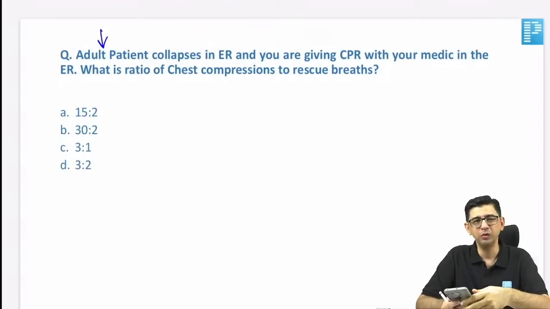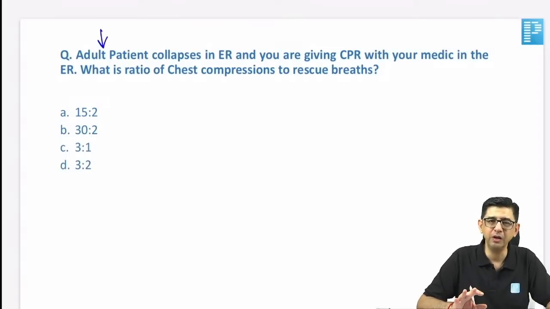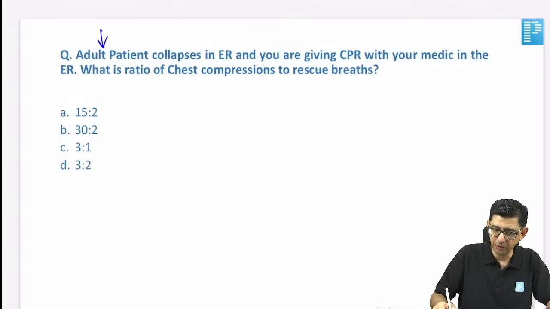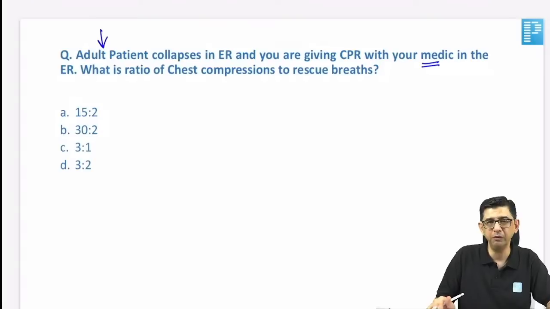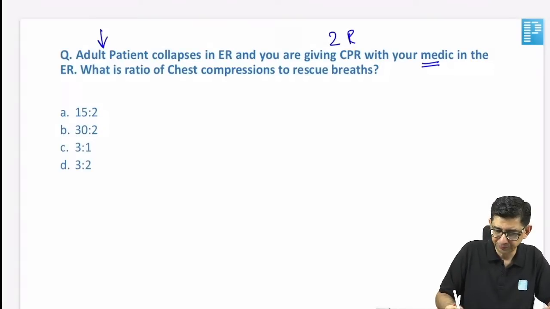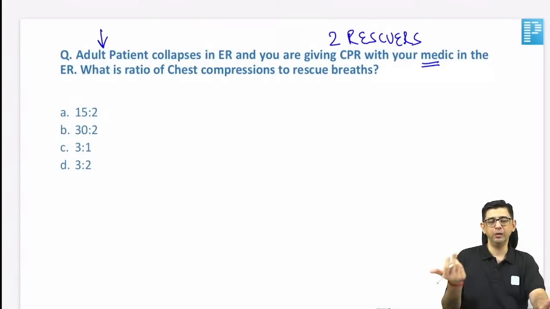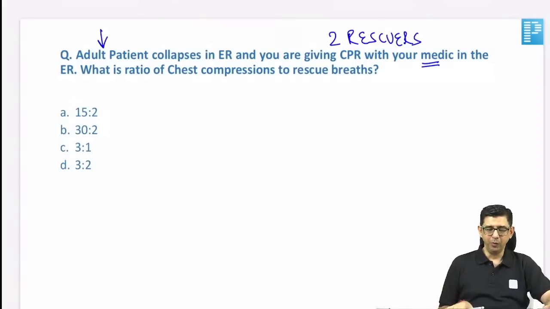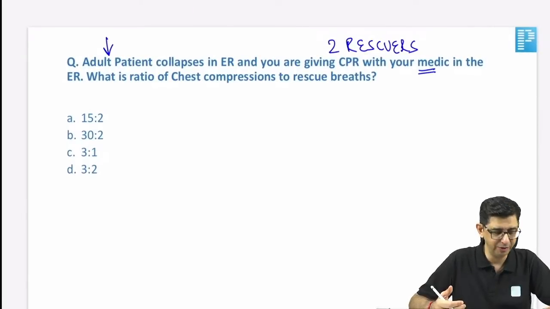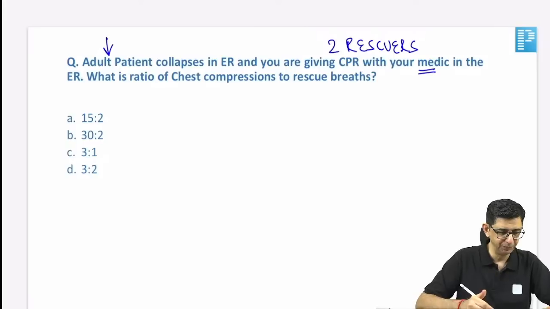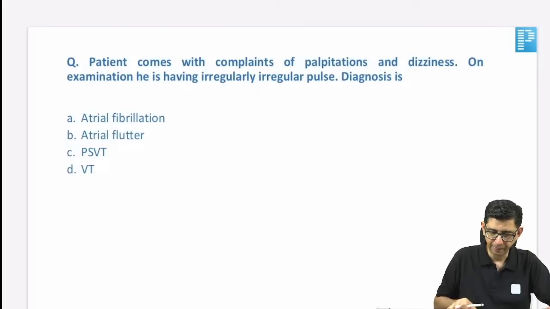Okay, if it is an adult, then there is no problem at all. Whether it is a single rescuer, or two people, like a medic, it could be a doctor and a nurse, or two doctors available. Whichever be the situation, if there are two people, it is going to be 30:2 as a ratio. The answer for this one would be option B. So I think we are sorted for this one.